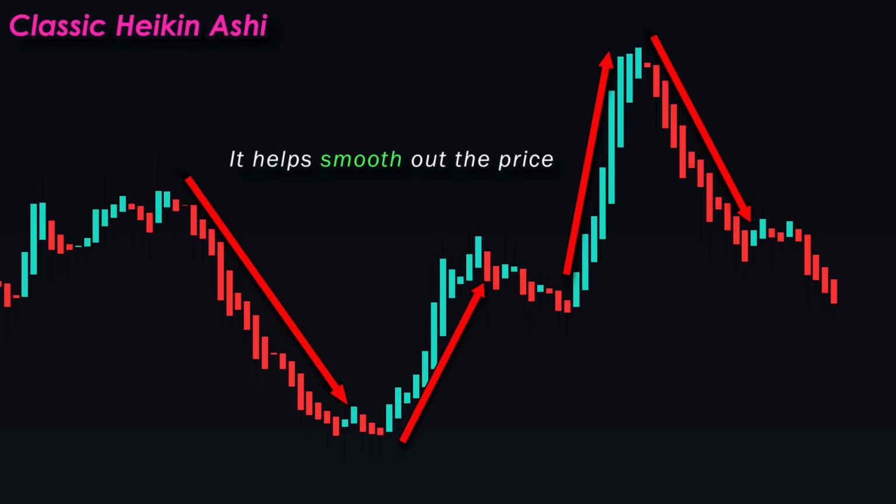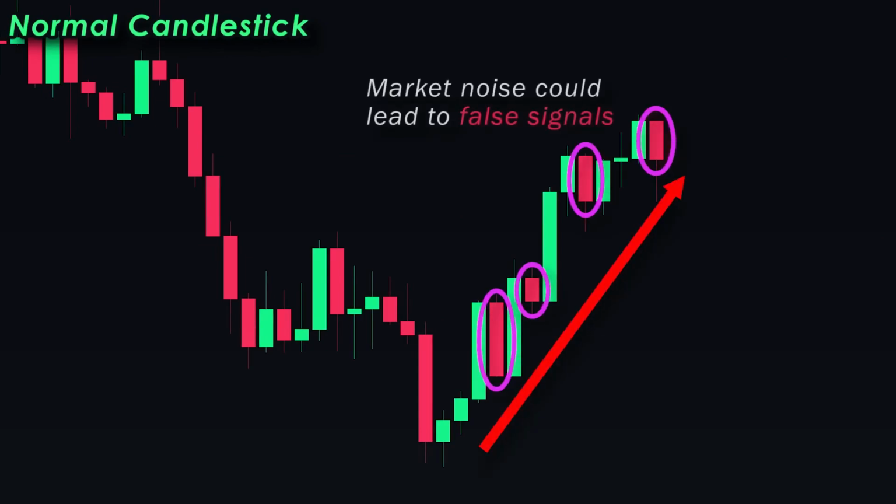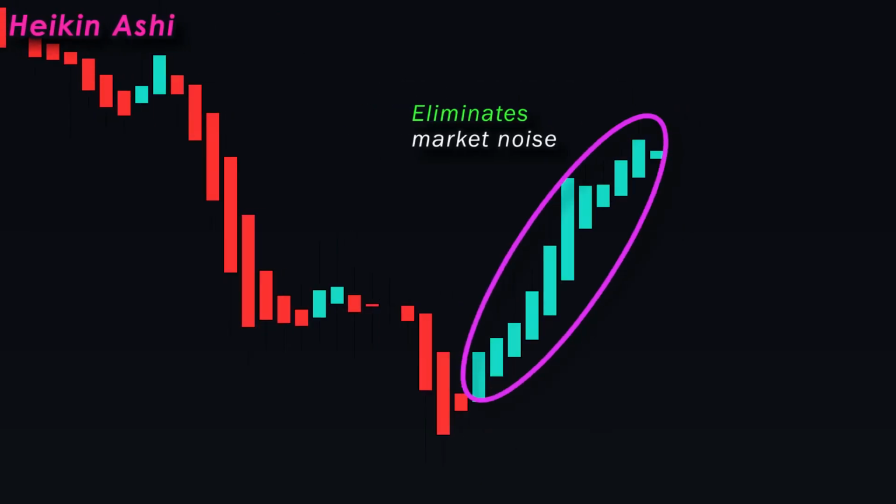Like in this example. Here in this traditional candlestick chart, notice that there's a lot of market noise in this upwards price movement which could lead to false signals. Now, if you change this to a Heikin Ashi chart, you can see that it actually eliminates that market noise by displaying same colored candles when the market is trending, therefore helping traders analyze the trend more easily.